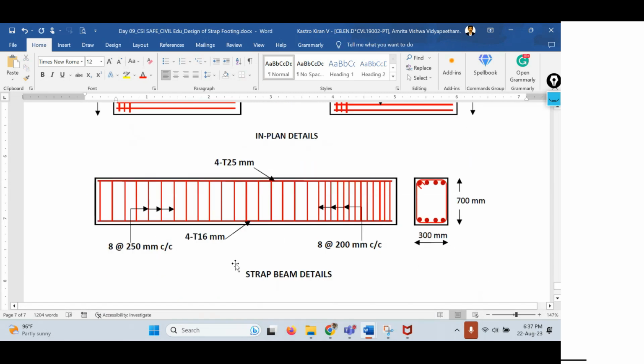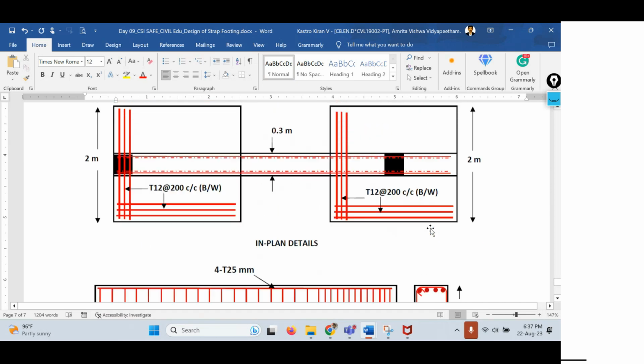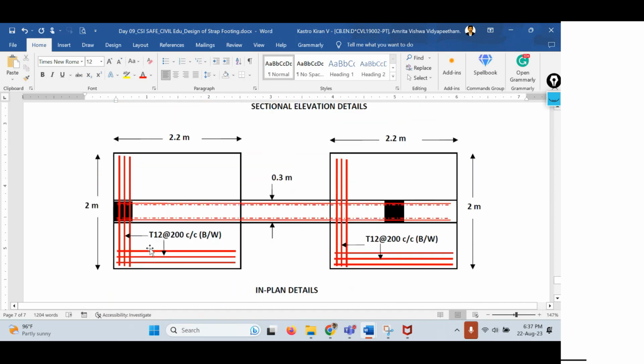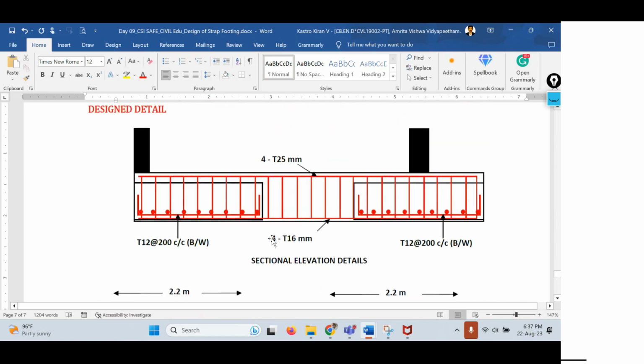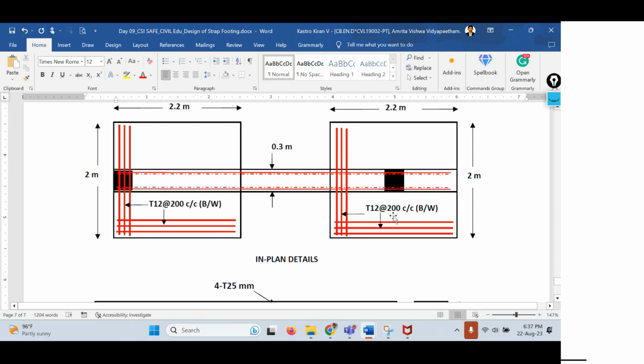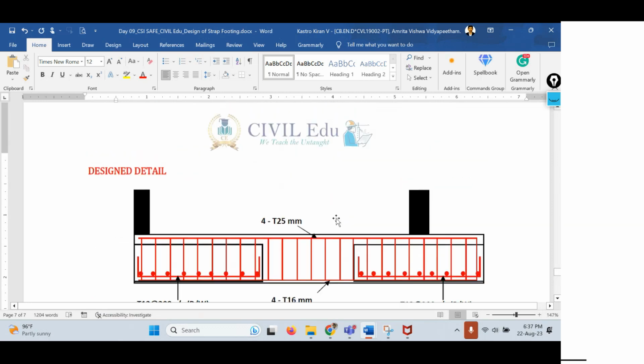Right. So this is the beam details. You can see the number of bars, spacings, all those things, and then the dimensions of the beam, and then here the dimensions of the footings along with the reinforcement details, including the beam. So this is the section elevation as well as the in-plan dimensions. That is the top view. Okay. So that's the entire design of the strap beam.